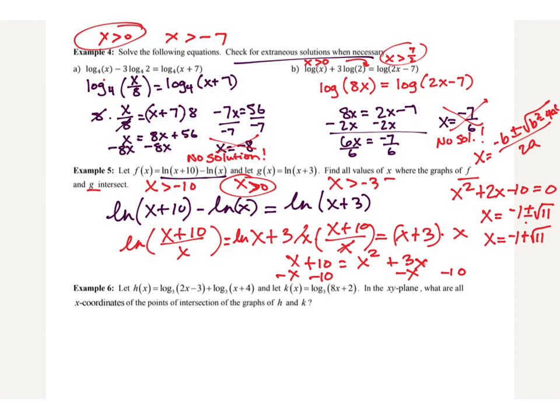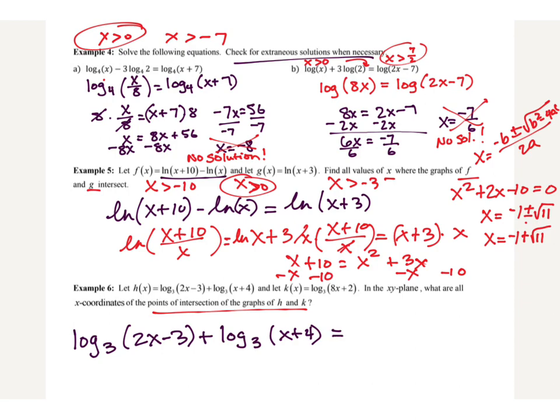All right, so example 6, it's the same thing. In the xy plane, what are all the x coordinates where the points of intersection of h and k? So if I'm finding where h and k intersect, I'm finding where h and k are equal to each other. Okay, so it's the same process here. So log base 3 of 2x minus 3 plus log base 3 of x plus 4 equals log base 3 of 8x plus 2. And I'm really thankful that they all have the same base.